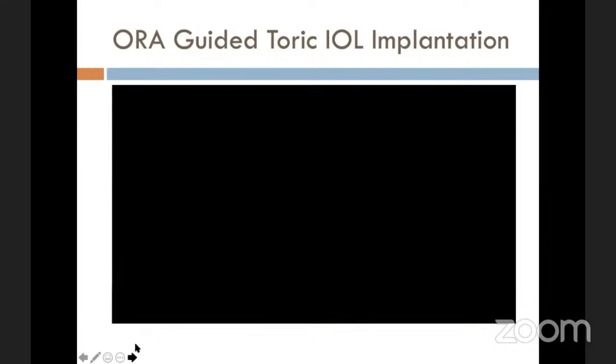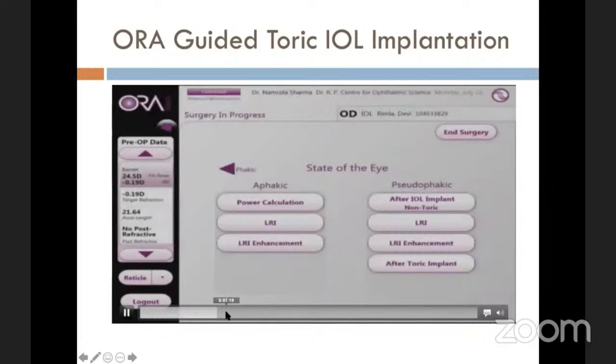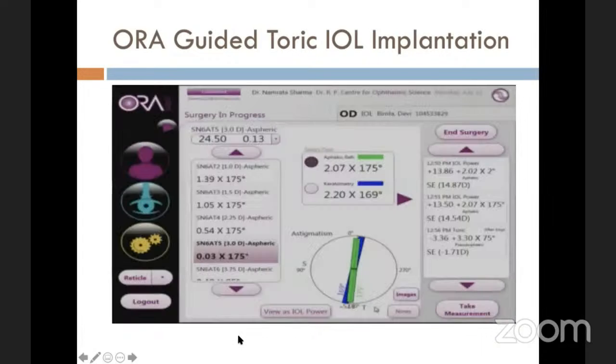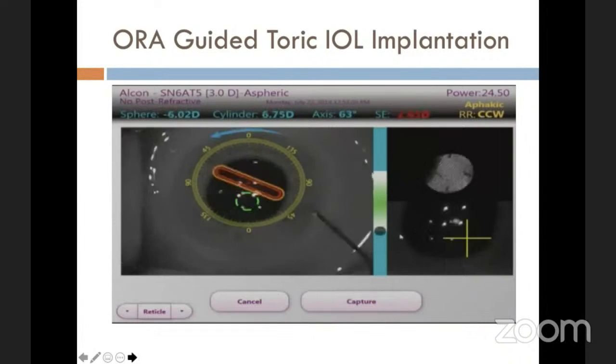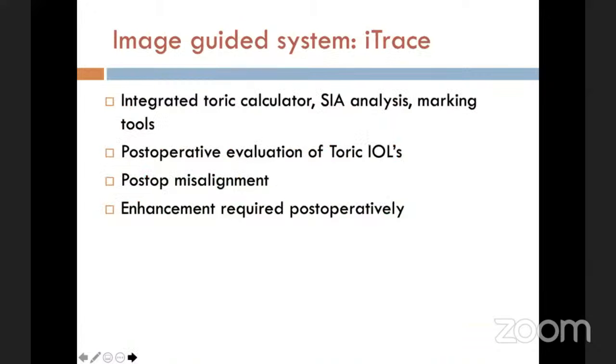So what we do is a combination technique. We use both Aura as well as Verion to do the toric intraocular lens implantation. A combined technique of Verion and Aura can be used. So again, this is just to highlight that the endpoint is no rotation required. This NRR you are supposed to get. And it basically does aphakic refraction, calculates the IOL power, and it will tell you whether the power is accurate or not, and also the alignment axis.